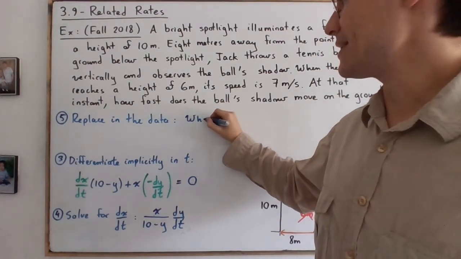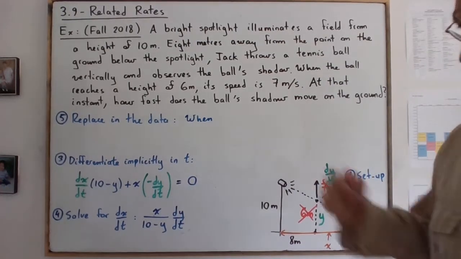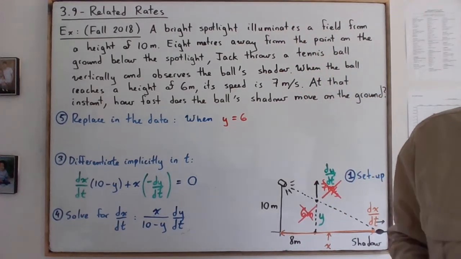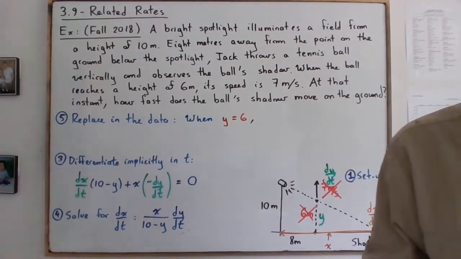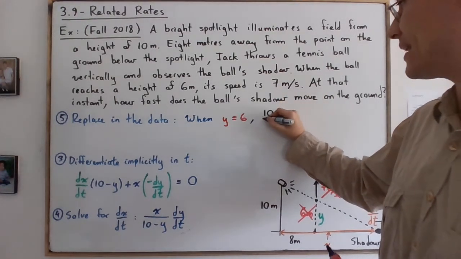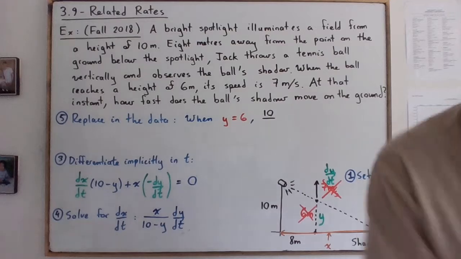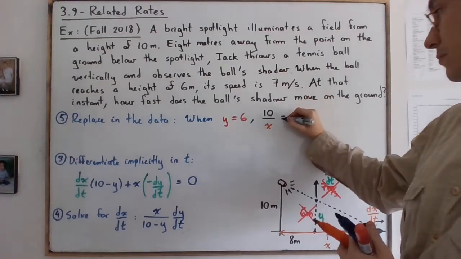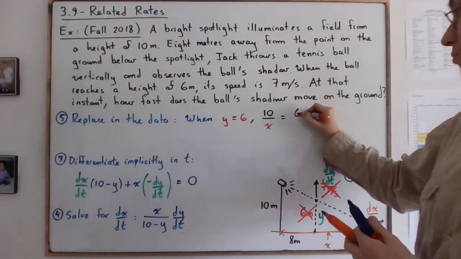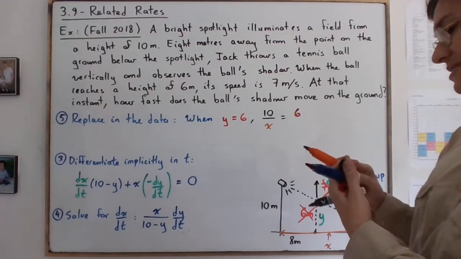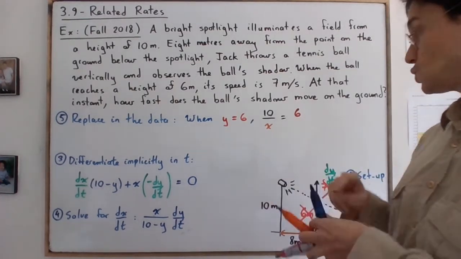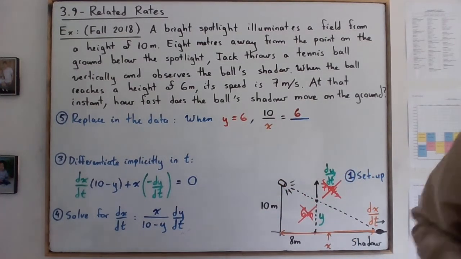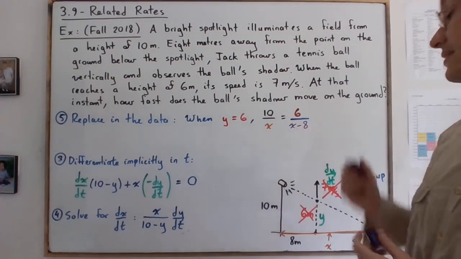So when y is equal to 6, we have that 10 divided by x, and we don't know what x is, remember, that's what we want to figure out, is equal to 6 over x minus 8. And it was the relationship in purple, if I recall correctly. X minus 8.